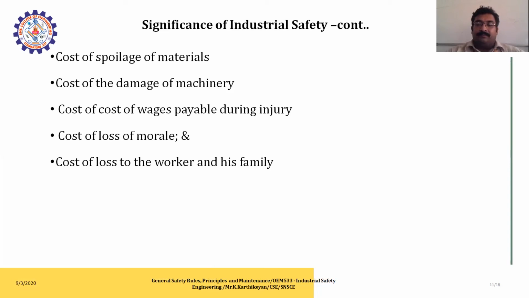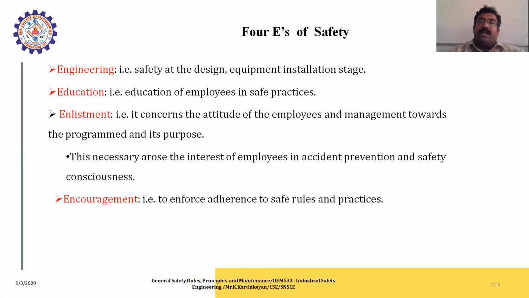The next one is the 4 E's of safety. They are based on engineering, education, enlistment, and encouragement. The first one, engineering, is safety at the design stage, based on equipment installation stages. Education is the education of employees in safe practices. And enlistment is concerned with the attitude of the employee and management towards the program and its purpose.